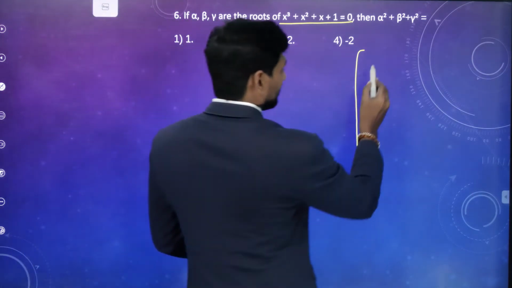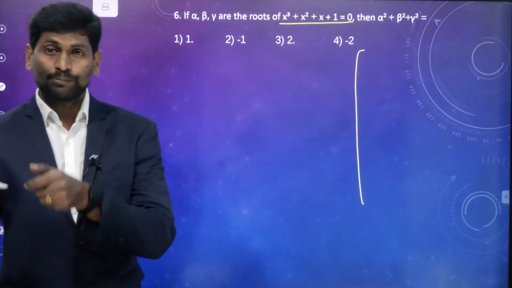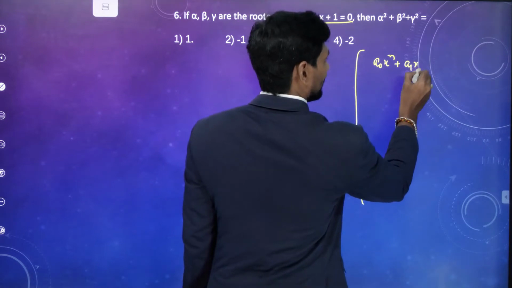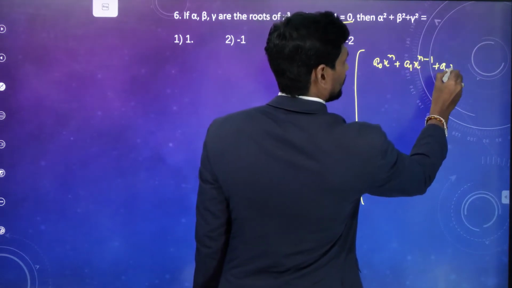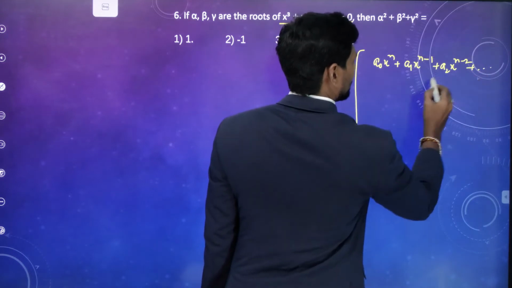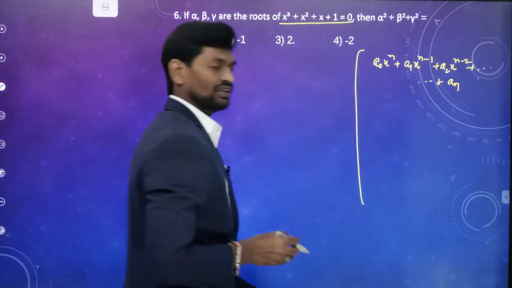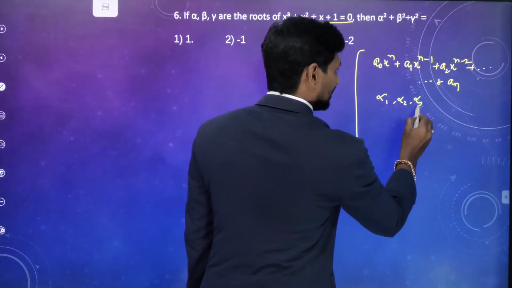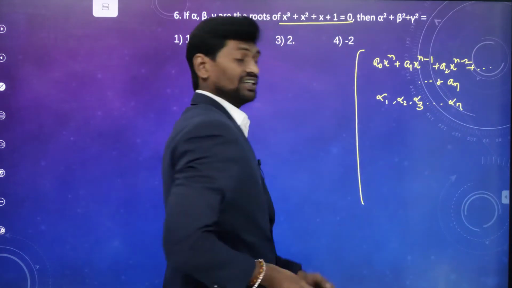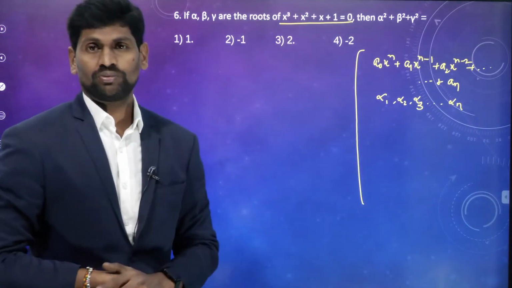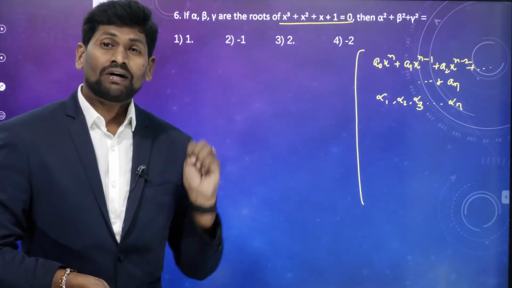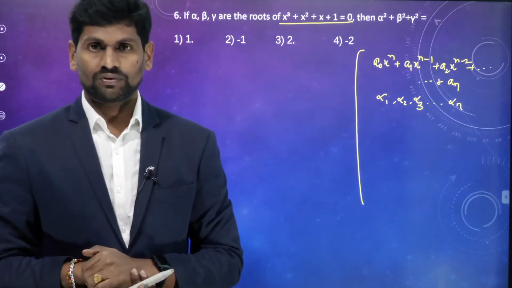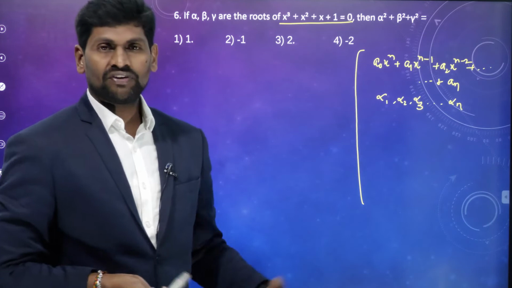Let us take, for example, while you are observing that nth degree polynomial is in the form of a naught x power n plus a1 x power n minus 1 plus a2 x power n minus 2 plus and so on plus an. Here alpha 1, alpha 2, alpha 3 and so on, alpha n are roots of this nth degree polynomial. Fourth degree polynomial we have at most 4 roots, nth degree polynomial at most n roots. Am I right? So the n roots will be alpha 1, alpha 2 like this.